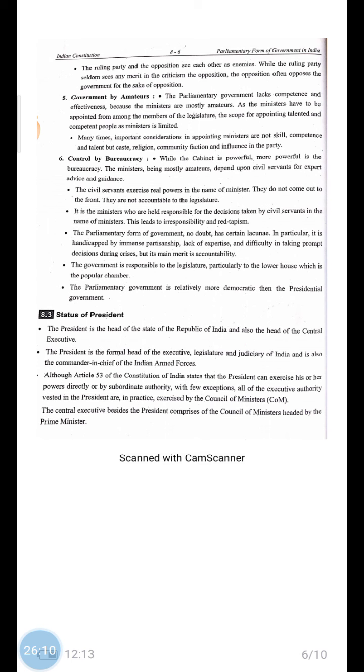Then the parliamentary government is relatively more democratic than the presidential government.